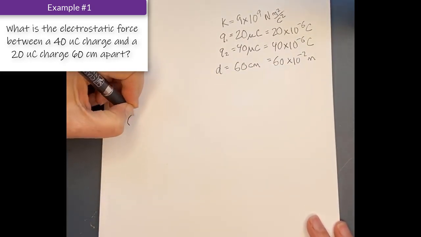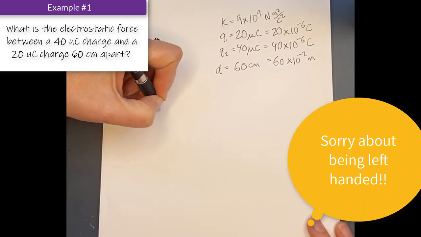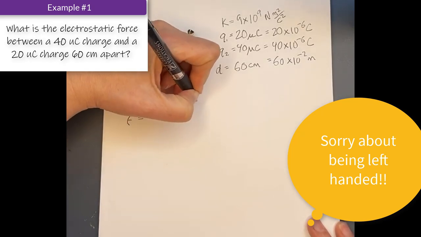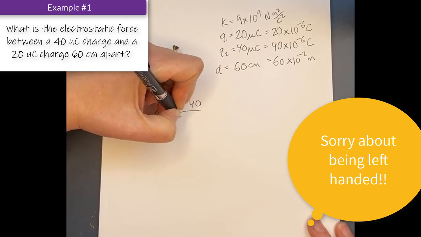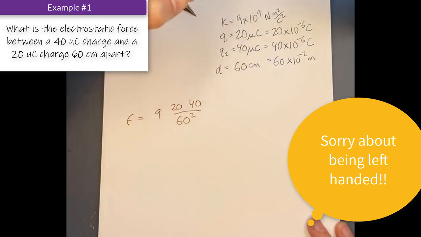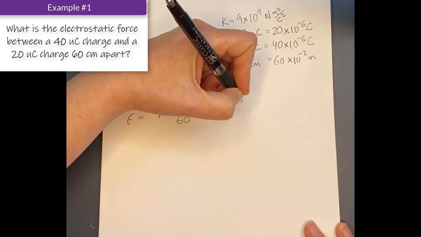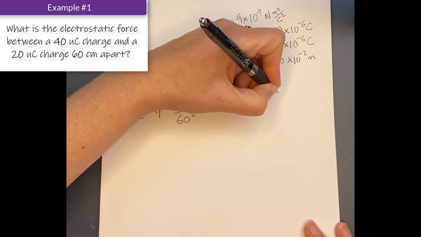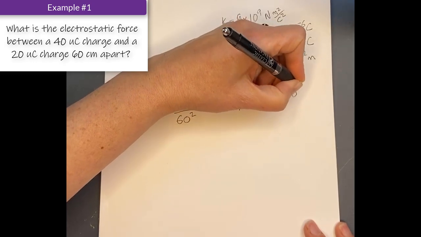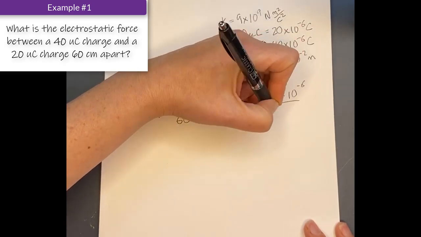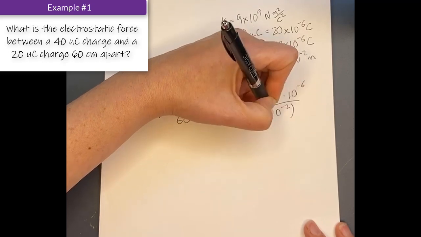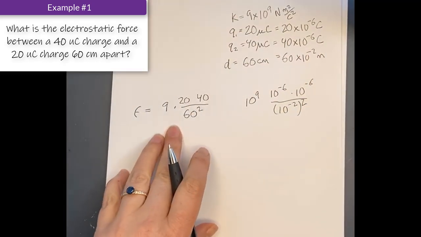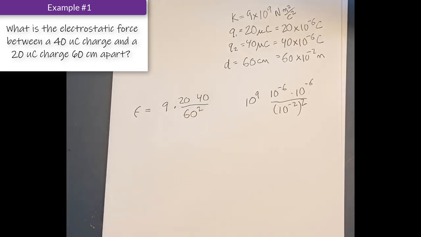So the force is K Q1 Q2, divided by the distance squared. And then it's the exponents, the same thing. 10 to the ninth, 10 to the negative 6, 10 to the negative 6, divided by 10 to the negative 2 squared. So on this side, I purposefully chose the distance so some things cancel out.